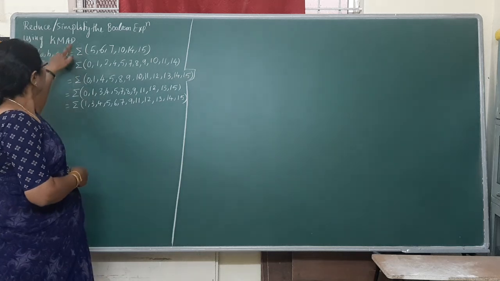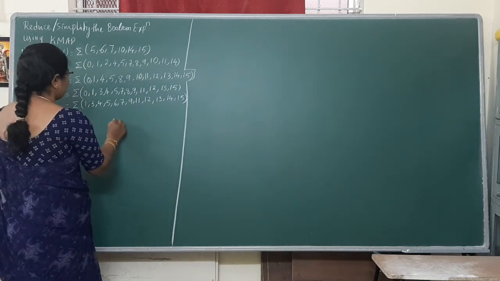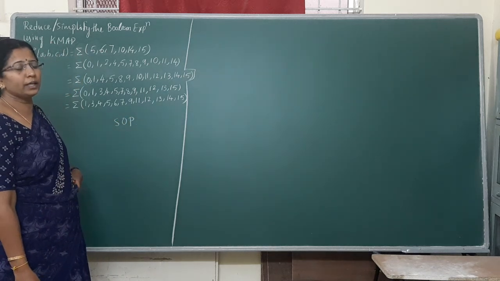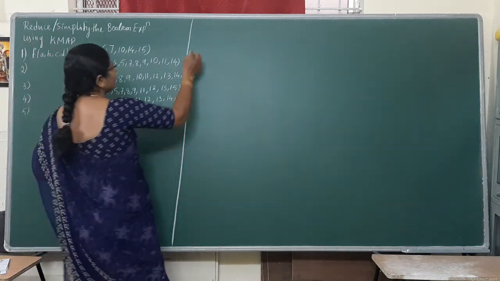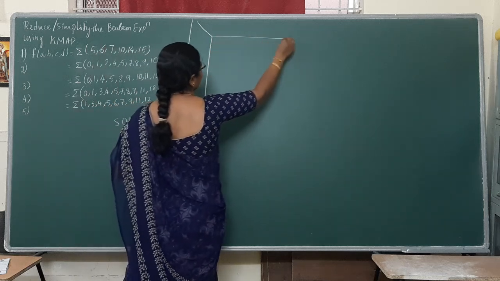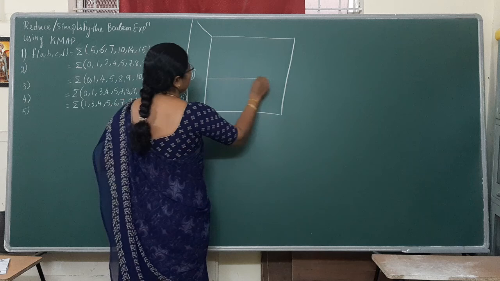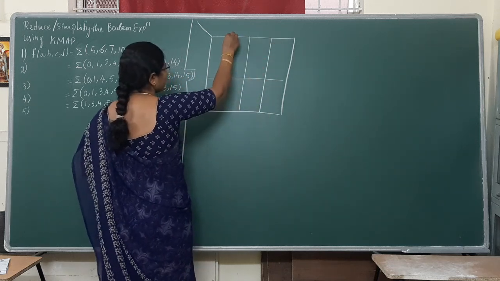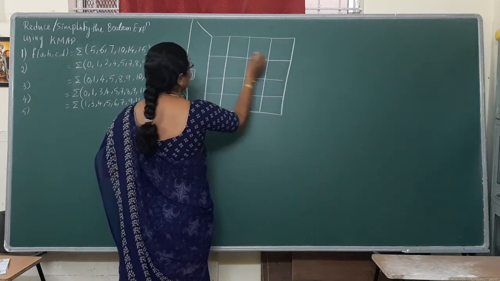question. If the question contains sigma, the problems are related to SOP. These problems are related to SOP. We'll solve one by one. The first one, here they have given 4 variables, f of a, b, c, d. According to the 4 variables, you will get 16 terms or 16 cubes. 16 cubes will be there.